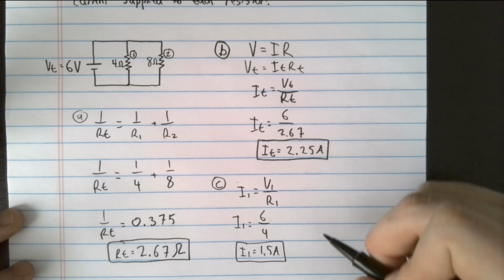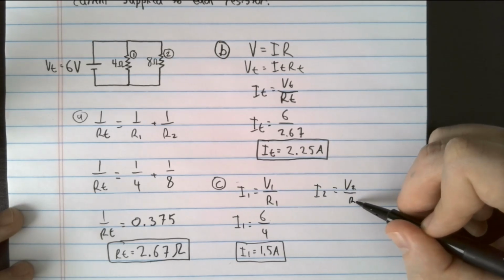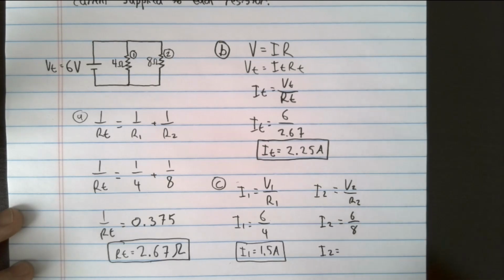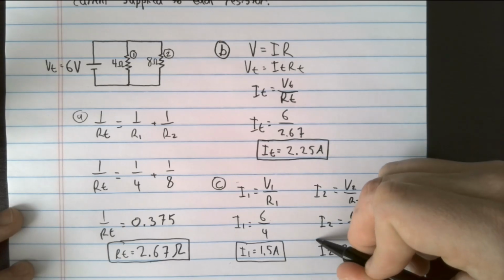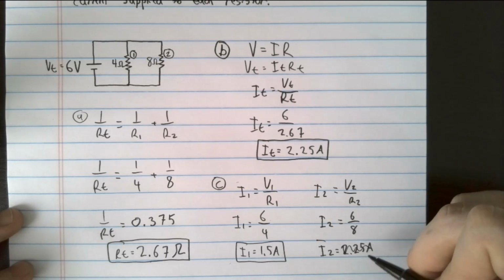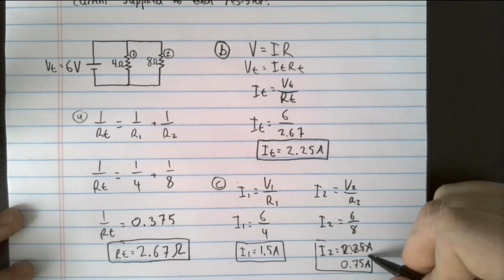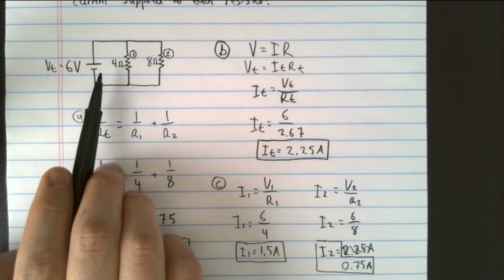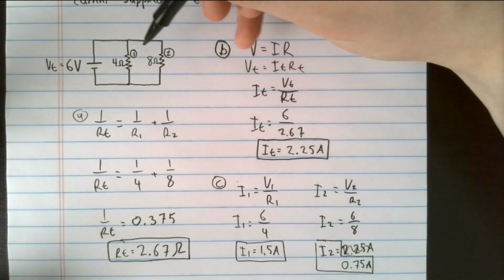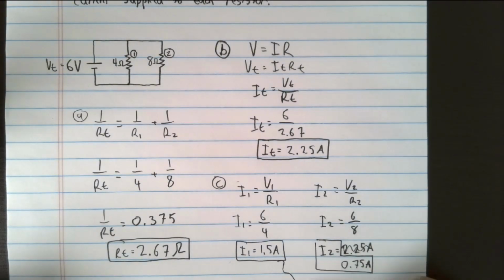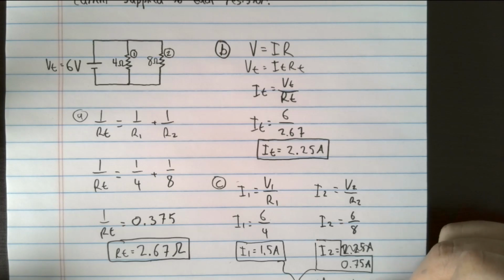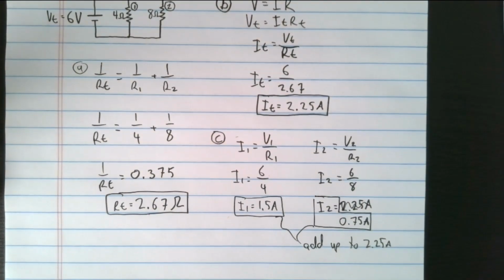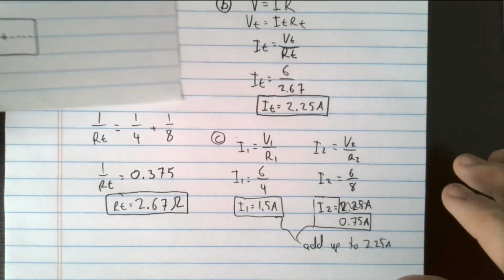And I2 is going to be the same. I2 equals V2 over R2. So I2 equals 6 over 8. It'll be 0.75. So notice, like I said before, current is conserved. We have 2.25 amps coming out of the battery. It splits up and goes into these two. These add up to 2.25, and that is further confirmed with this equation here, IT equals I1 plus I2.